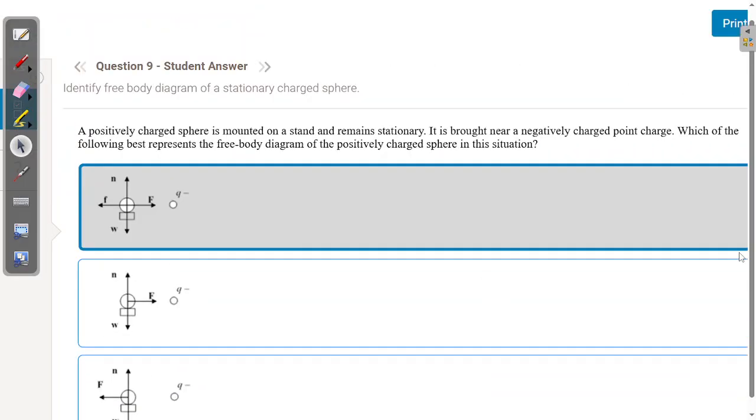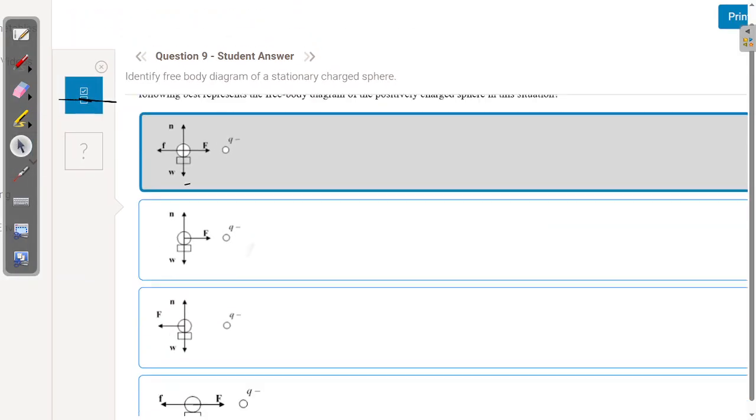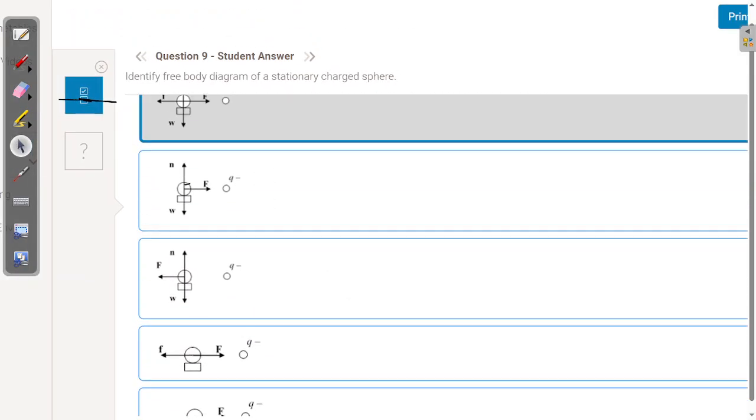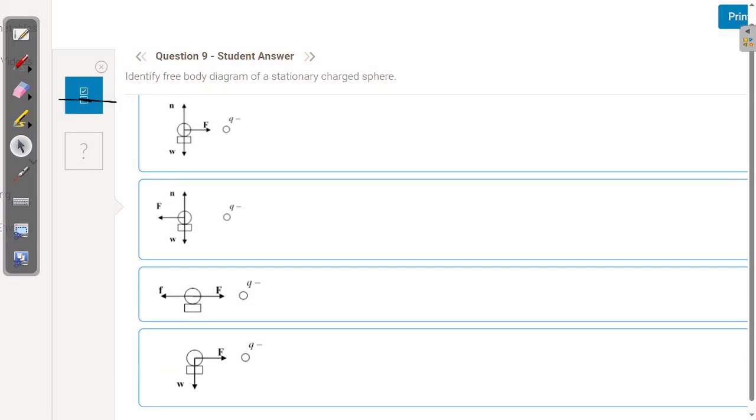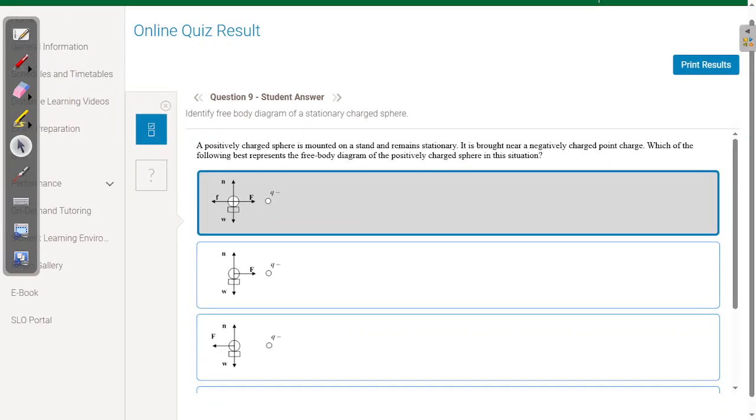Okay, this one is easy. You just need to look at the free body diagram. Obviously the force is going to be like this because it's attracted to it. It's a positive sphere, and this is a negative one. And you can see that these are mostly the same, but they didn't mention something like this one doesn't have friction, so it's wrong. This one doesn't have normal, and so on. So you just need to pick the one that is the best one.